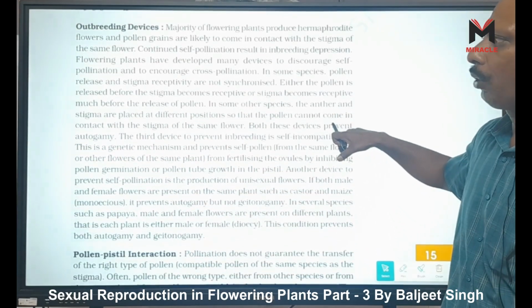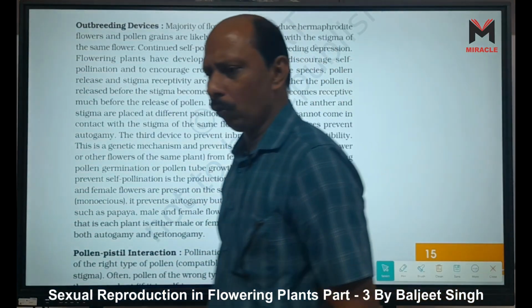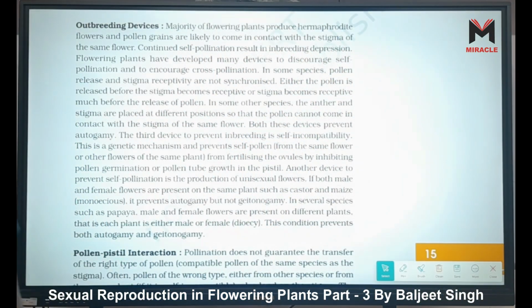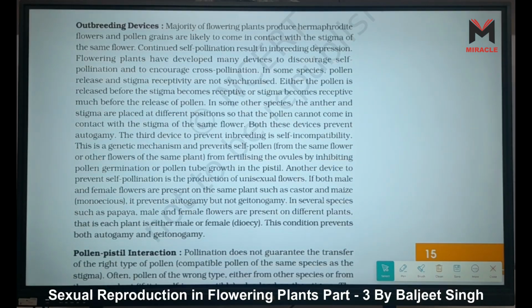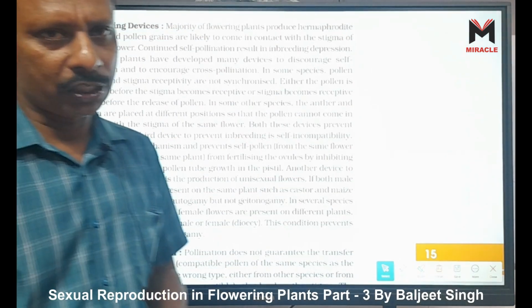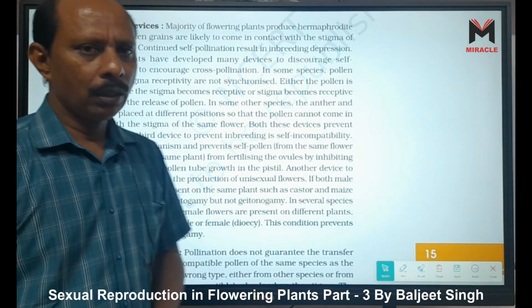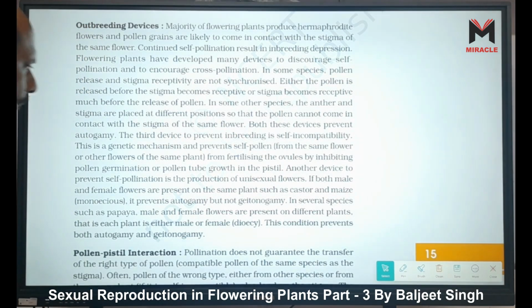Okay, outbreeding devices. I already told you about the outbreeding devices, right? We are discussing devices, which means adaptations for cross pollination. What adaptations are present for cross pollination, right?